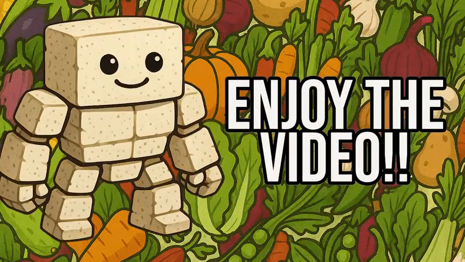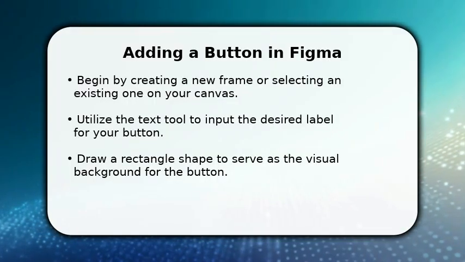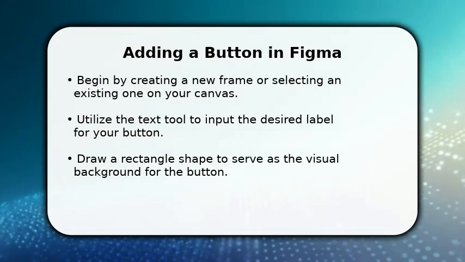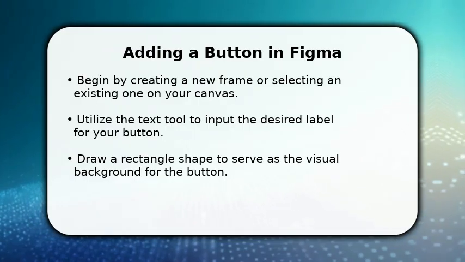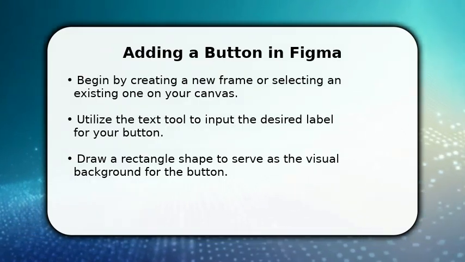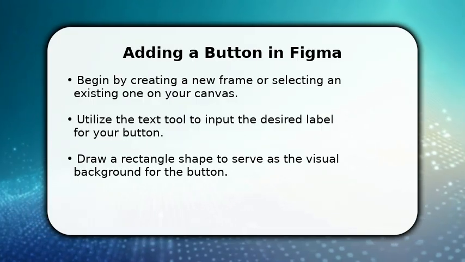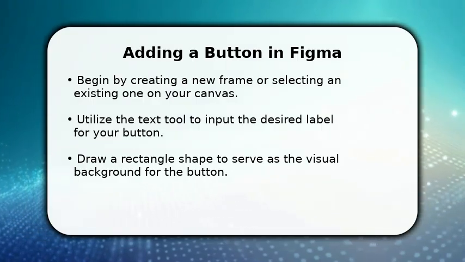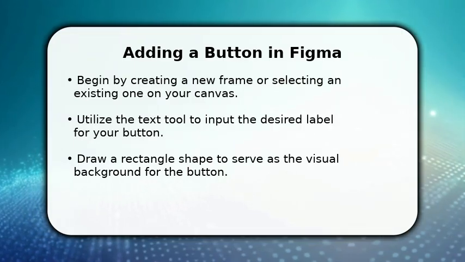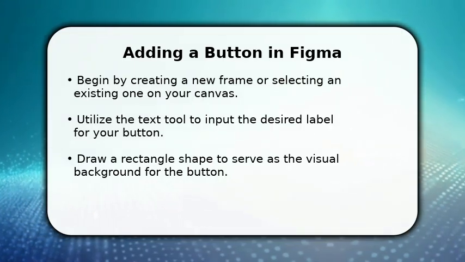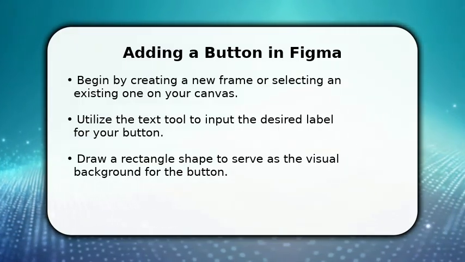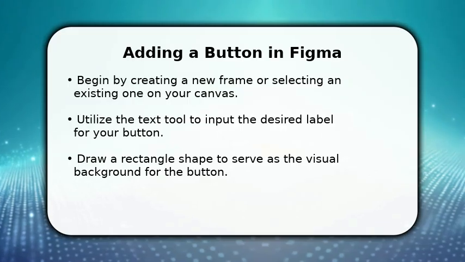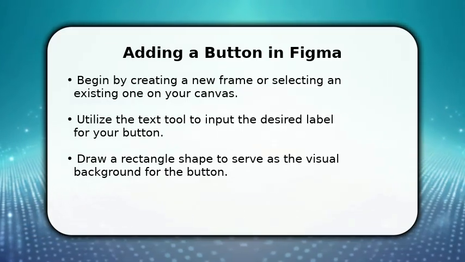Please enjoy the video. In this video, I will show you how to add a button in Figma. We will start by laying the groundwork for our interactive element. First, create a new frame or select an existing one on your canvas. Then, grab the text tool and type out the label you want for your button. Finally, draw a simple rectangle shape to act as the background, giving your button its initial form. These are the fundamental steps to begin building any button.